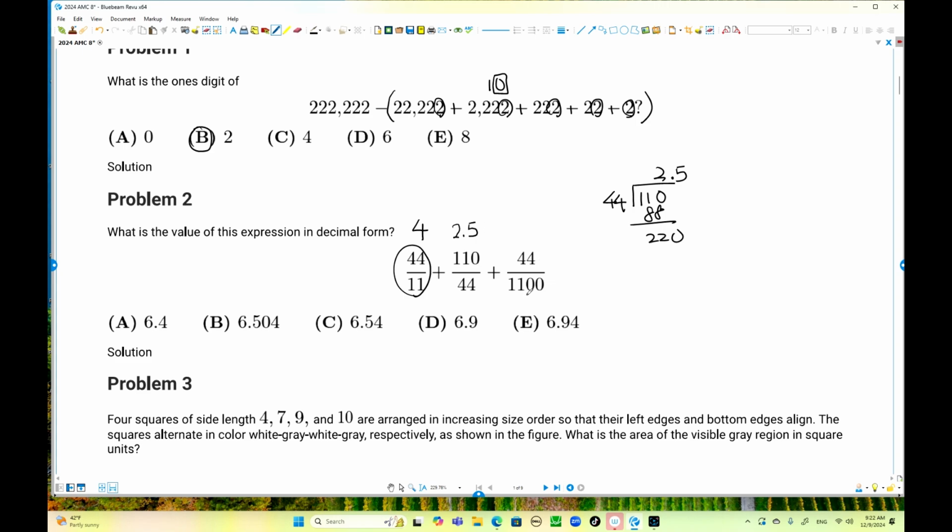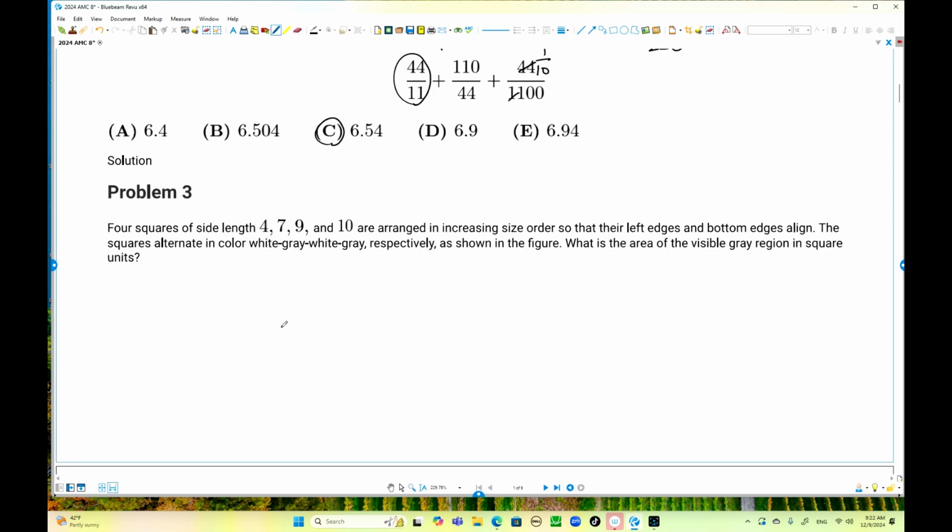What about 44 over 4? Yeah, 44 divided by 11 is 4, right? 4 over 100 is what? 0.04, right? So when you add this one, 6.54 is the answer, okay?